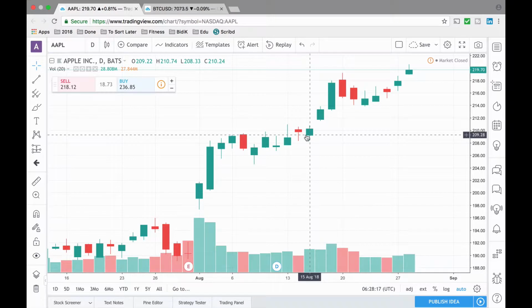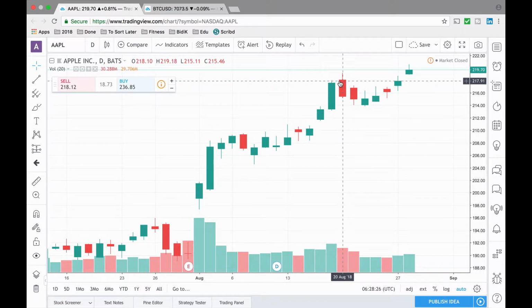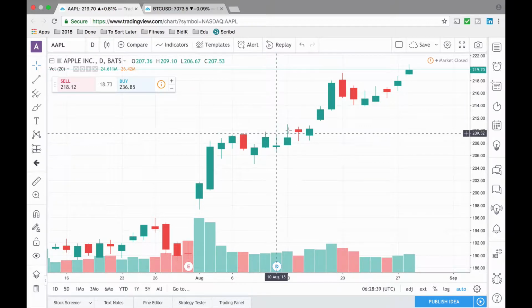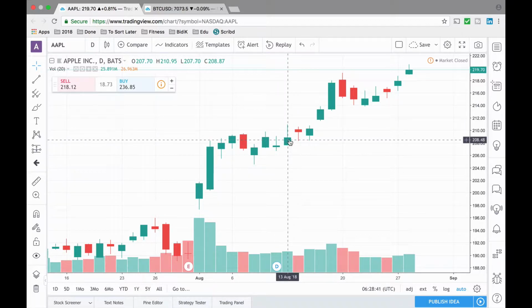And the open was the left-hand corner of the wax, and the close was the upper right-hand corner of the wax on an up day. And on a down day, the open was the upper left-hand corner of the wax, and the close was the lower right-hand corner of the wax. So that's what they're called, candlestick charts.